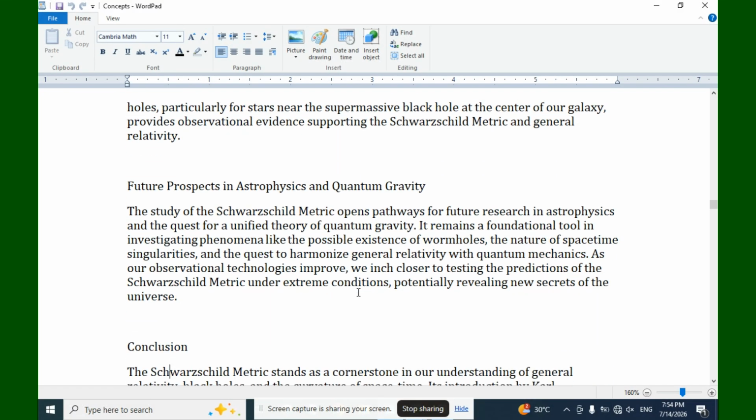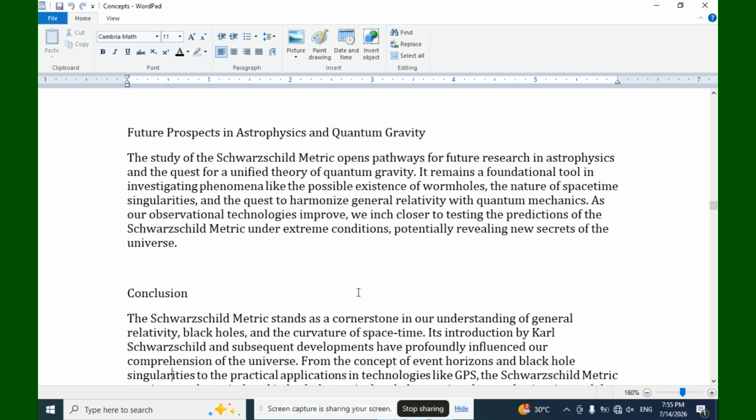Future prospects in astrophysics and quantum gravity. The study of the Schwarzschild metric opens pathways for future research in astrophysics and the quest for a unified theory of quantum gravity. It remains a foundational tool in investigating phenomena like the possible existence of wormholes, the nature of space-time singularities, and the quest to harmonize general relativity with quantum mechanics. As our observational technologies improve, we inch closer to testing the predictions of the Schwarzschild metric under extreme conditions, potentially revealing new secrets of the universe.